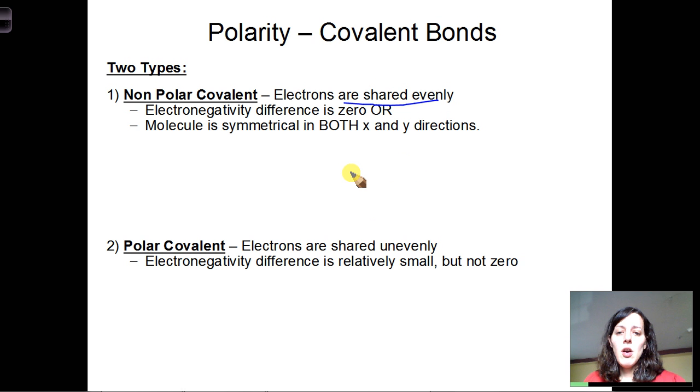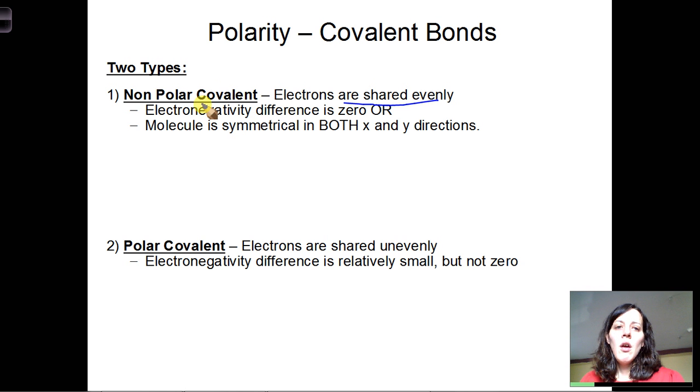And I have to caution you, as students typically confuse the definitions, meaning they attach this meaning with polar and this meaning with nonpolar. But nonpolar means no poles, versus polar means poles. If they're shared unevenly, there's going to be opposite ends, or positive and negative ends, to that molecule, versus no poles, meaning that the overall molecule is not going to have a charge associated with it.